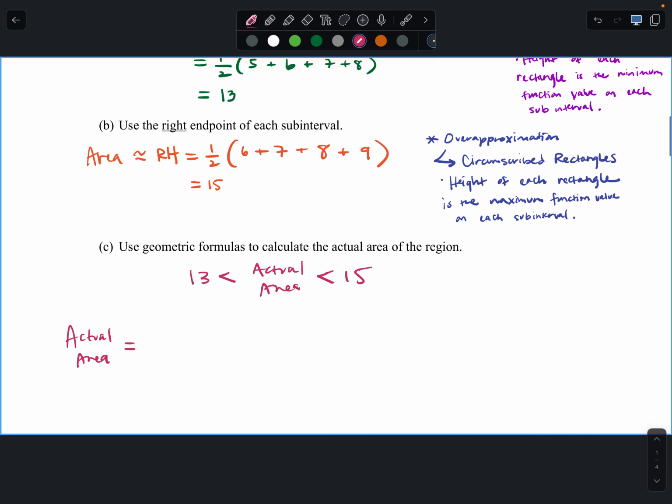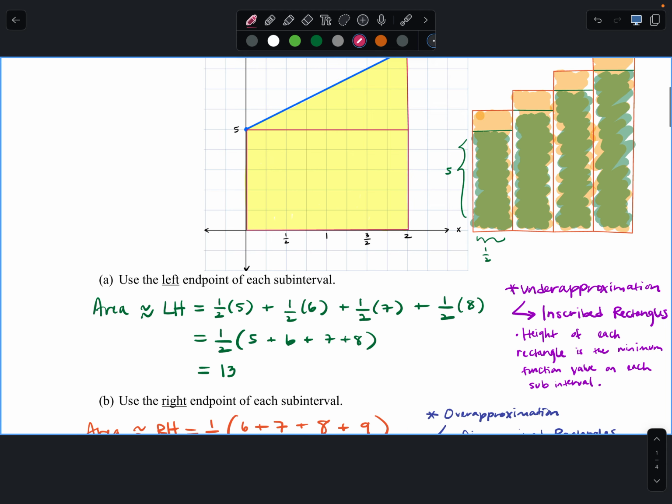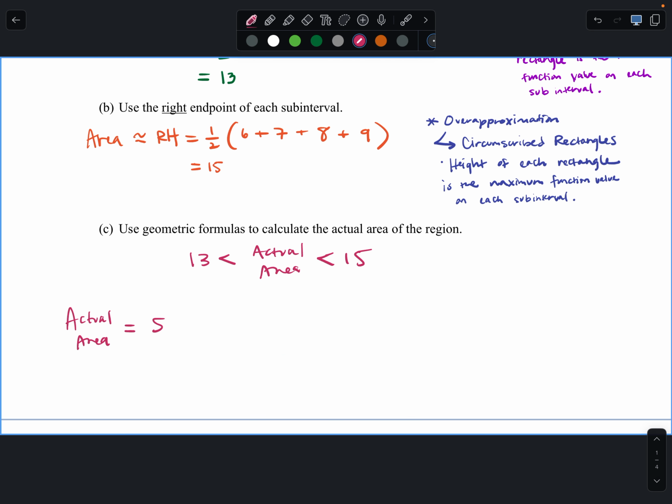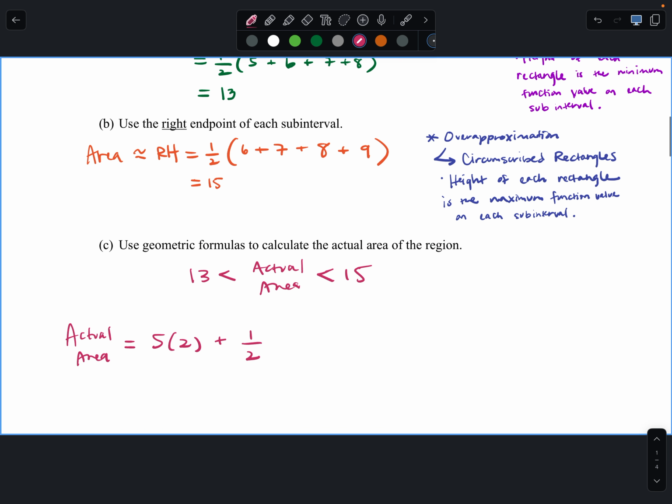Okay, so you're right. So one approach could be finding the area of the rectangle and then adding the area of the triangle. So area of the rectangle, that would be 5 times 2. Yes. Plus area of the triangle, 1/2 base times height. The base is 2. What would the height be?